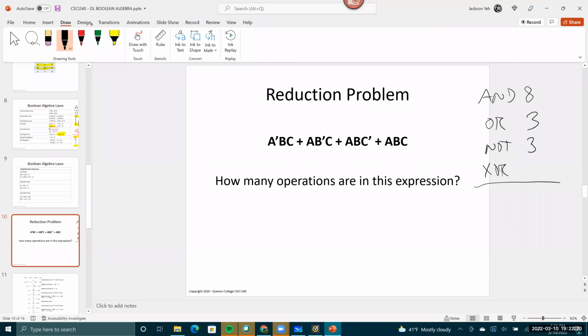Remember, in between every one of these you have AND operations. There are several ways of writing it. It can be written as A, B, C, or as A dot B dot C, or with asterisks. They all mean the same thing: an AND operation. So there's 8, and a total of 14 operations here.